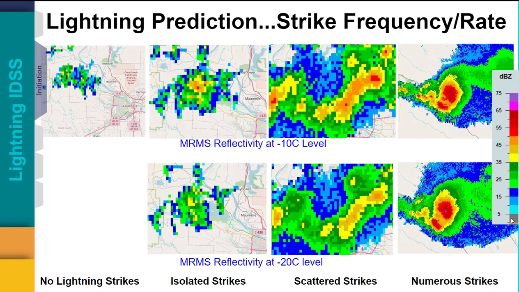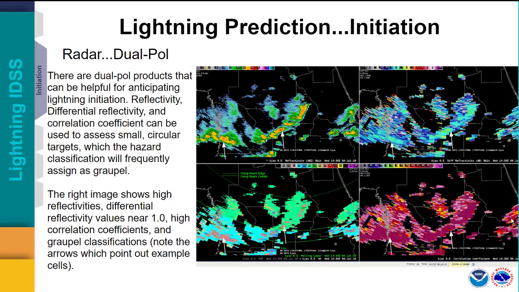As with reflectivity cross-sections and all-tilt displays, MRMS can be helpful for differentiating between cells that will produce no lightning, like the far left image, and those that will produce isolated strikes and more numerous strikes as you look more to the right on this display. The problem with reflectivity displays, such as that with MRMS, is that the higher reflectivities could be graupel, or could be large raindrops, or a large quantity of small drops. For greater certainty as to the extent of graupel, dual pole products could be helpful.